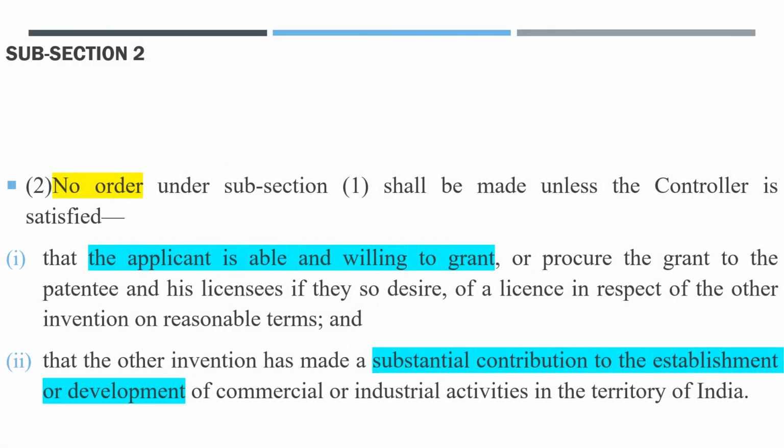Subsection 2 says, no order under subsection 1 shall be made unless the controller is satisfied, clause 1, that the applicant is able and willing to grant or procure the grant to the patentee and his licensees, if they so desire, of a license in respect of the other invention on reasonable terms, and clause 2, that the other invention has made a substantial contribution to the establishment or development of commercial or industrial activities in the territory of India.